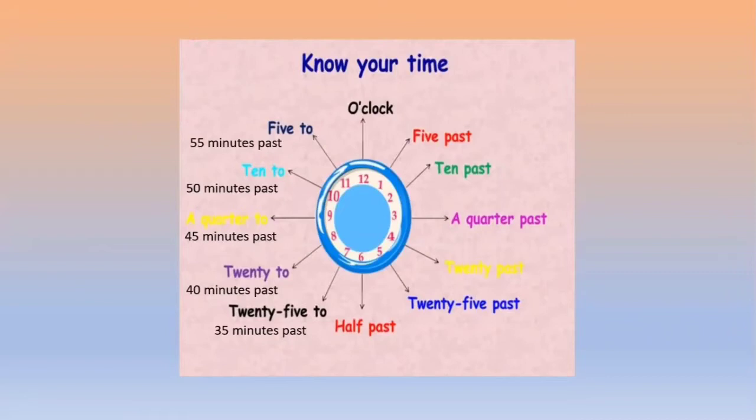So, if the minute hand is on 1, we should write 5 minutes past. If it is on 2, then we should write 10 minutes past. If on 3, then we should write a quarter past. On 4, then 20 minutes past. If on 5, then 25 minutes past. And if your minute hand is on 6, then half past. And so on up till 12.